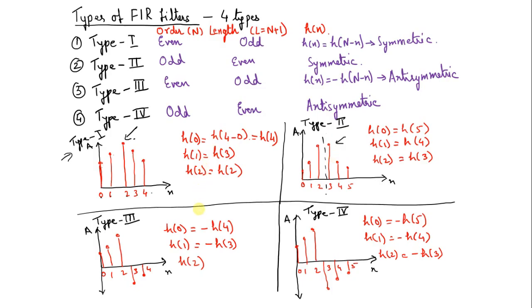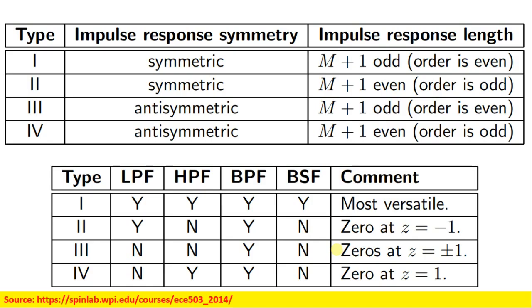Okay. In type 3 and type 4, if you see, these points are positive in one half, and the other points are negative. Over here also in type 4, we are having positive values, and then after the imaginary symmetry line, we are having the negative values. Okay. So again, the same thing: the types of filters and what the impulse response should be, even or odd.